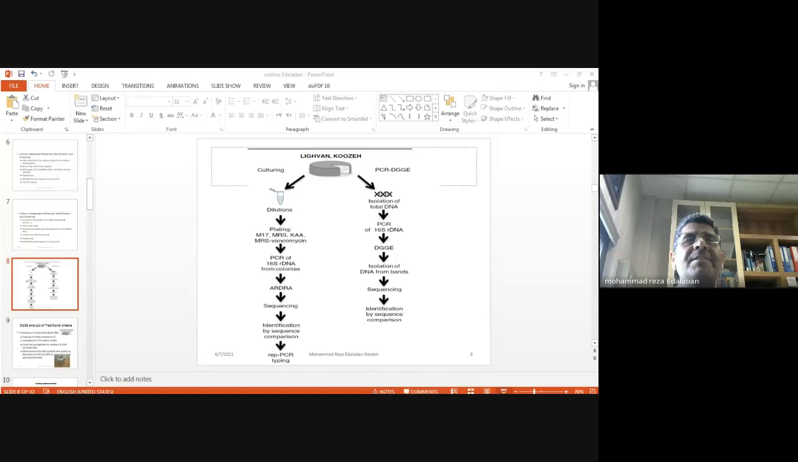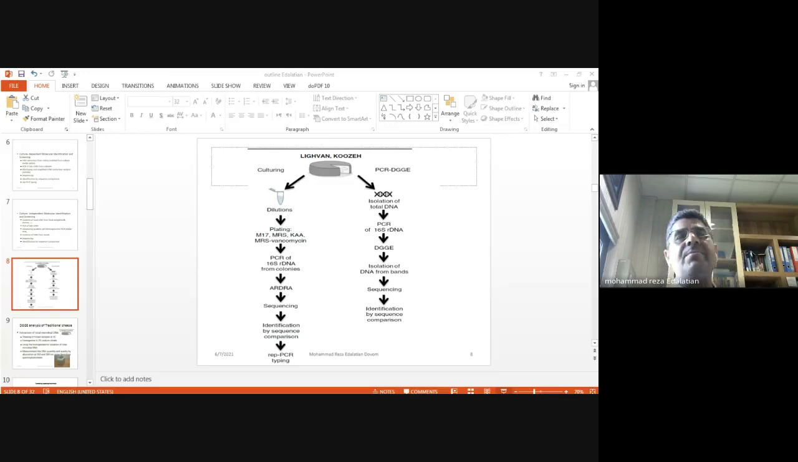So after plating, we have a PCR of 16S rDNA from colonies. Here, we should extract the DNA from the colonies before the PCR. Before the PCR, we should perform DNA extraction. We should extract the DNA from the colonies. Here, colonies means the colonies of lactic acid bacteria.